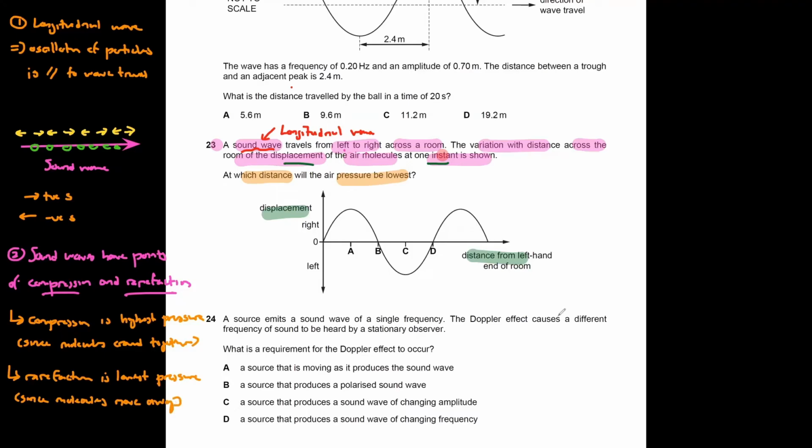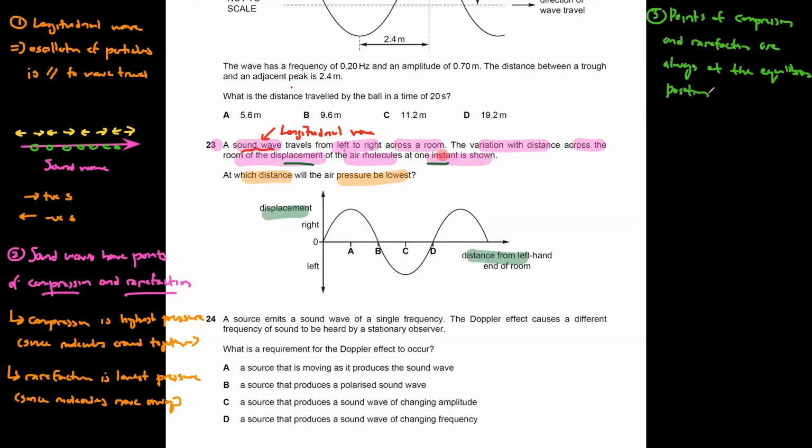Okay, and then the other thing that you should know is that compression and rarefaction is always at the equilibrium. Points of compression and rarefaction are always at the equilibrium position.